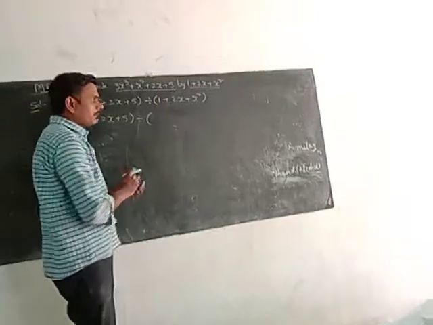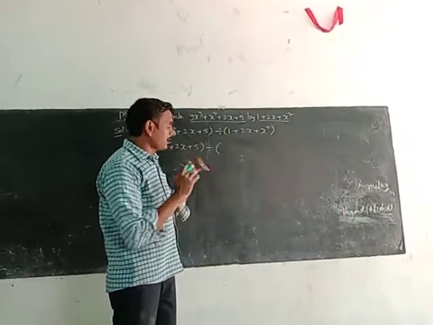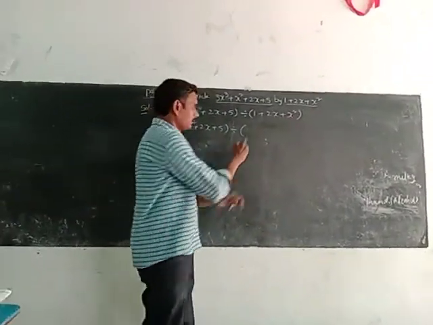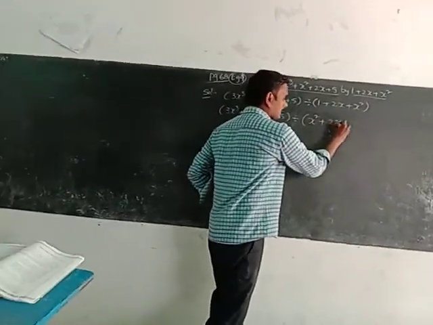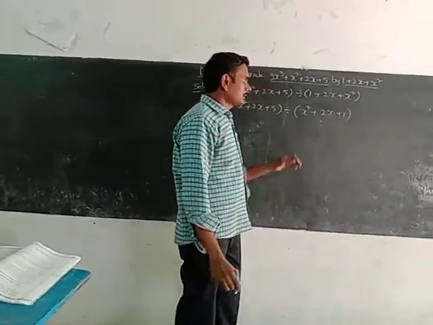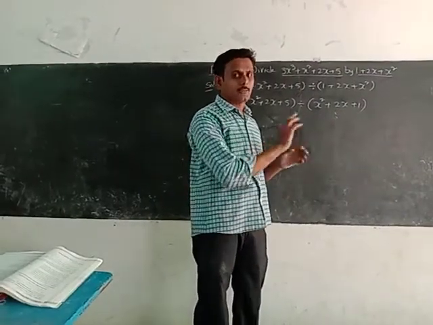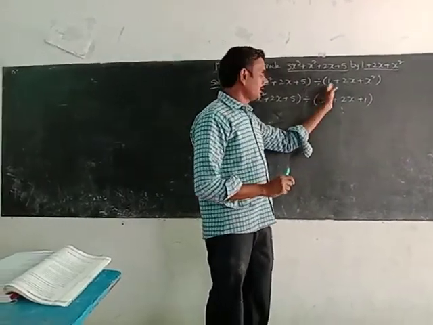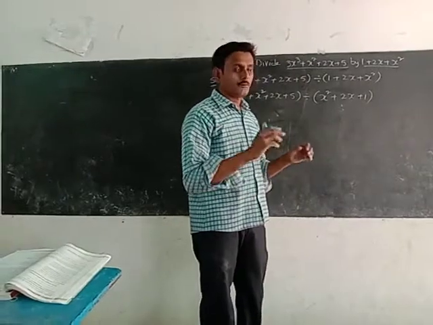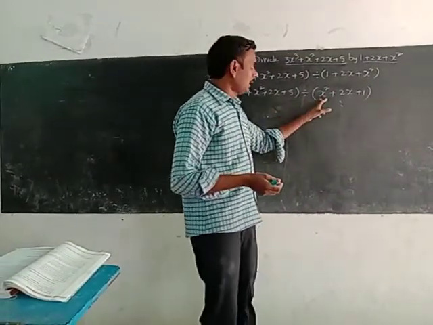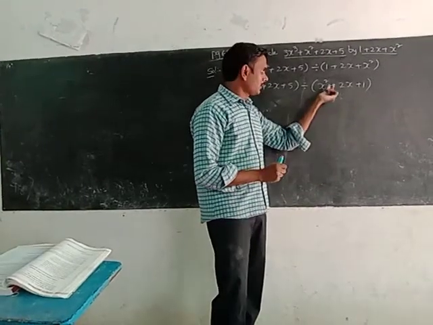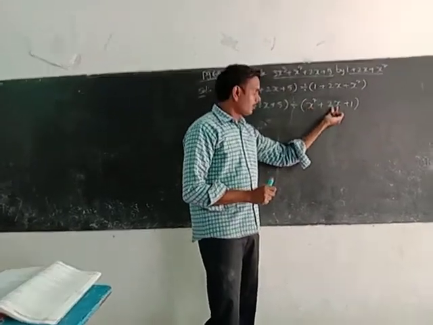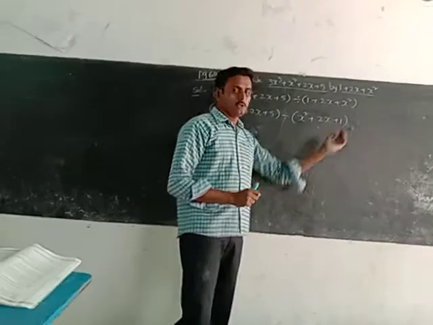Which term has the highest degree? x power 2, next 2x, then 1. Without changing the order we can also do it, but it is difficult and will take more time. By changing to descending order, we can do the simplification very easily. Now what are the degrees? 2, 1, 0. It is arranged in descending order.